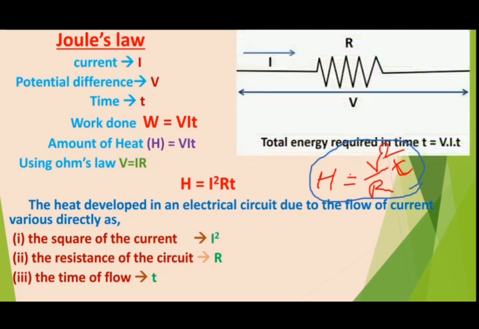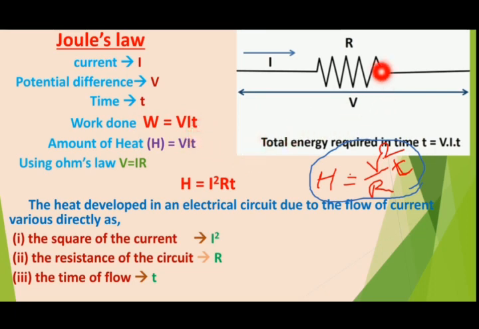Now taking the same example, the resistance of the conductor is capital R, the steady current is I, and the potential difference across the conductor is V. Now the current flows through the conductor across a potential difference V for a time small t. Now the total energy required in time t, energy is nothing but work done. Work done is equal to VIt. W is equal to VIt.